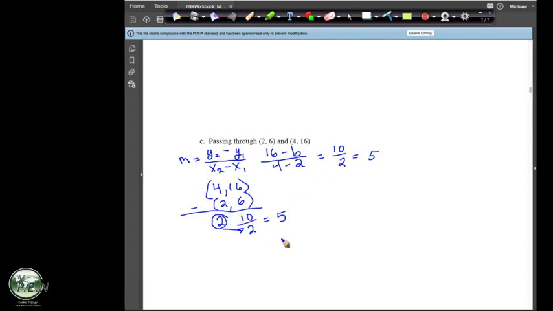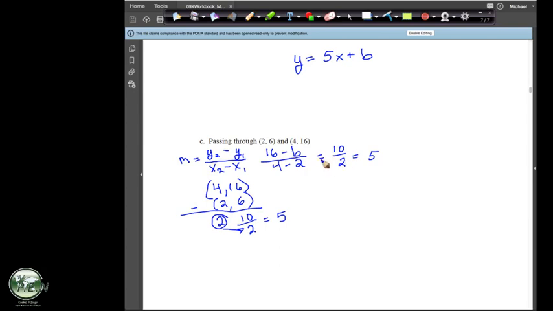Okay. Now we've got the slope, right? Just like with the other problems. So what can we do? y equals 5x plus b. That's great. Now what do we do? They didn't give us another point. Oh wait, they gave us 2 points, but which one do I use?